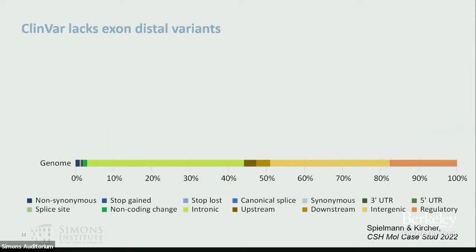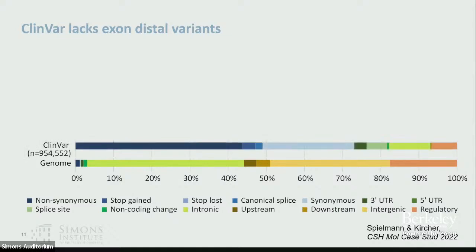However, this is looking at ClinVar, and ClinVar still lacks exon distal variants. So this is a representation of variant categories, the ones that we're trying to evaluate, across the genome. And this is ClinVar. So in ClinVar, you find a lot of variants that are obviously very close to exons, a lot of nonsense variants, and a lot of missense variants.